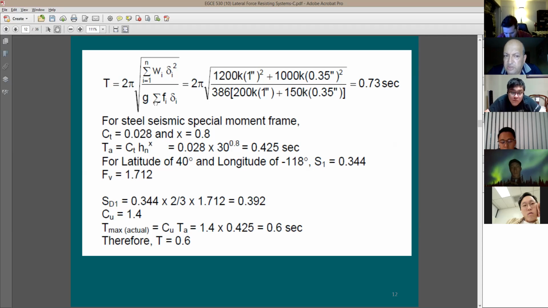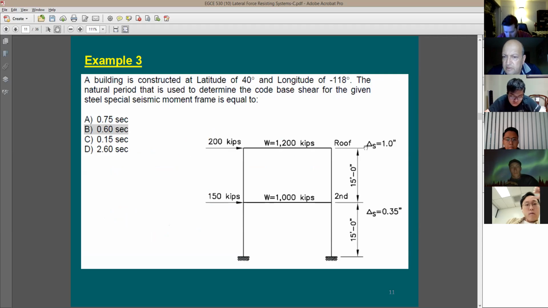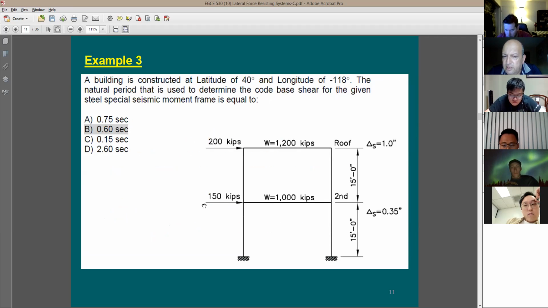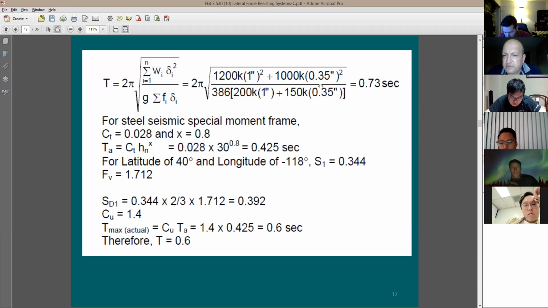Multiplied by the summation of F sub i delta sub i. What is F sub i? This force multiplied by this delta. So it's going to be this force here, 200 kips multiplied by 1 inch, 200 by 1 inch, 150 by 0.35 inch. Based on this, my accurate or exact natural period is going to be 0.73 seconds.